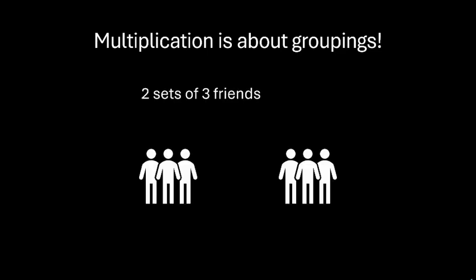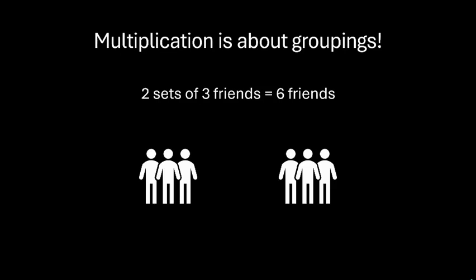Before we get too far into multiplying fractions, I want to really look at why we multiply fractions, how we multiply them. I want to remind you that multiplication is about groupings. For example, if I have two sets of three friends, I don't think anyone's surprised by this, but we would have 6 friends. But what happens if I want to introduce fractions into this?